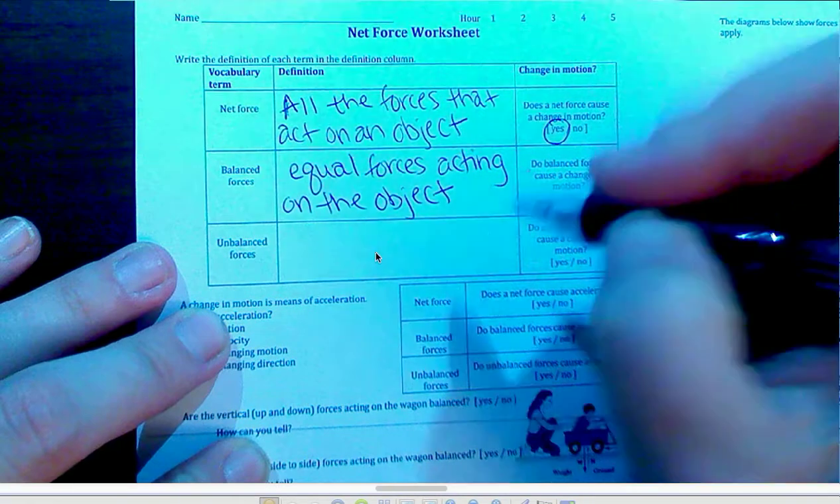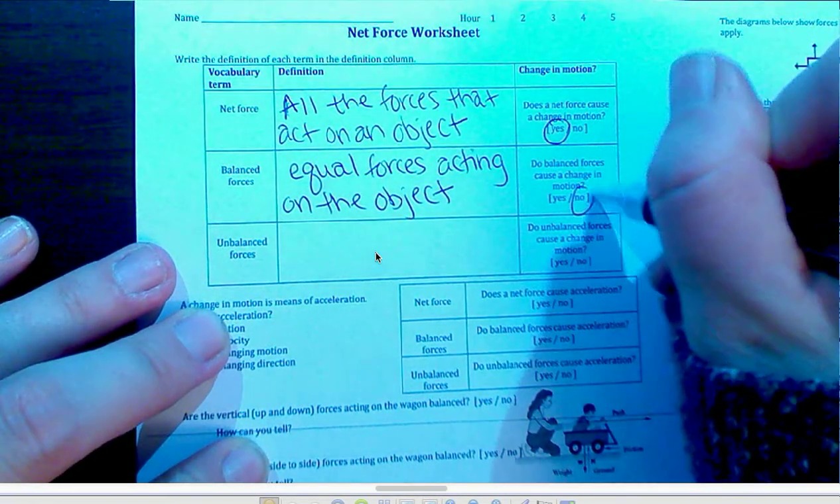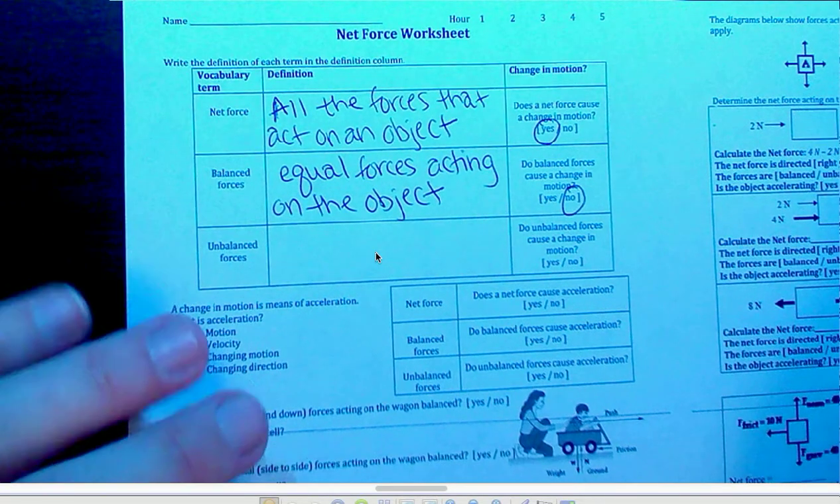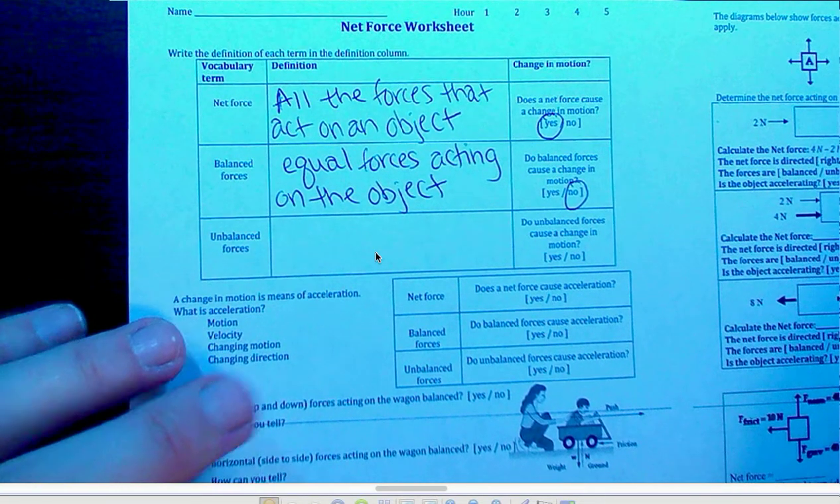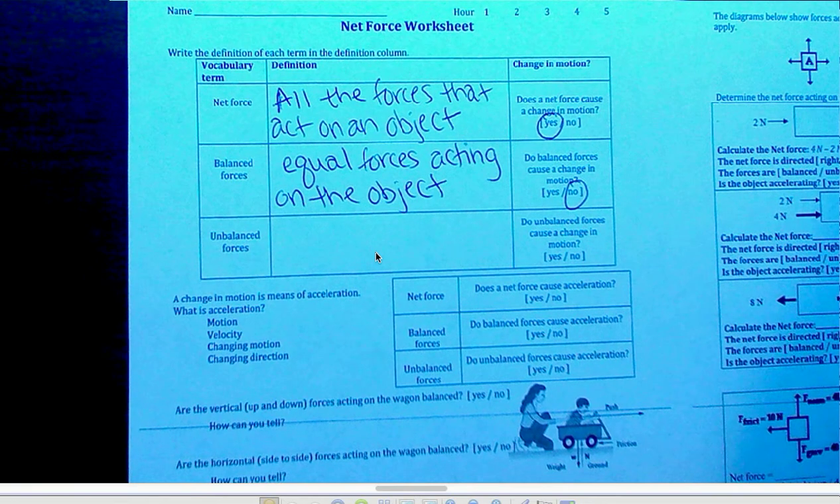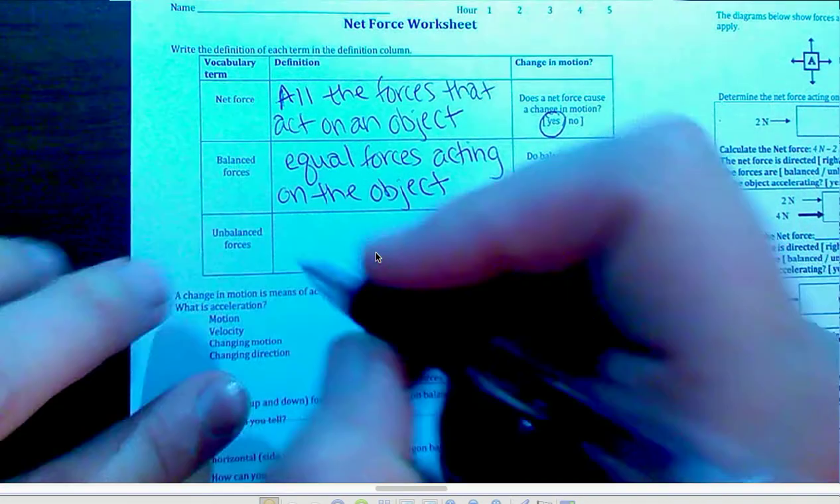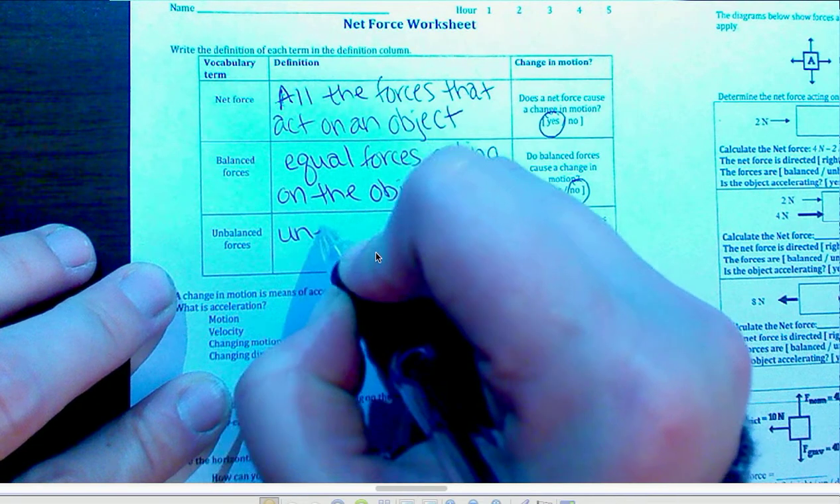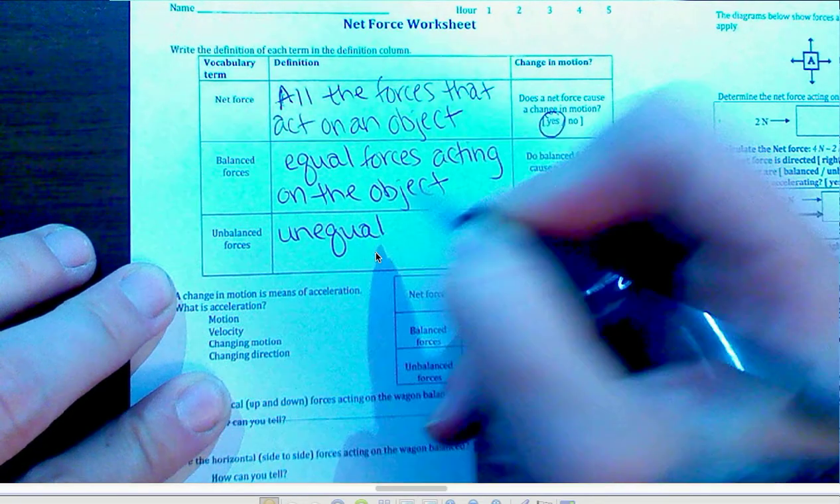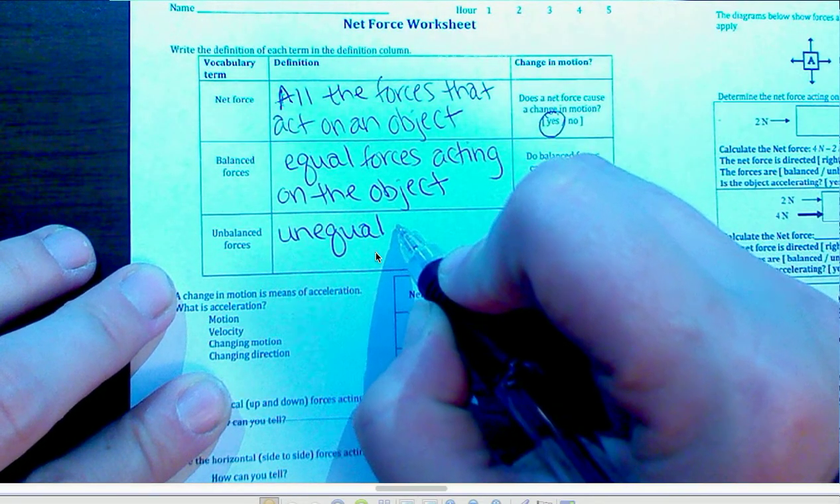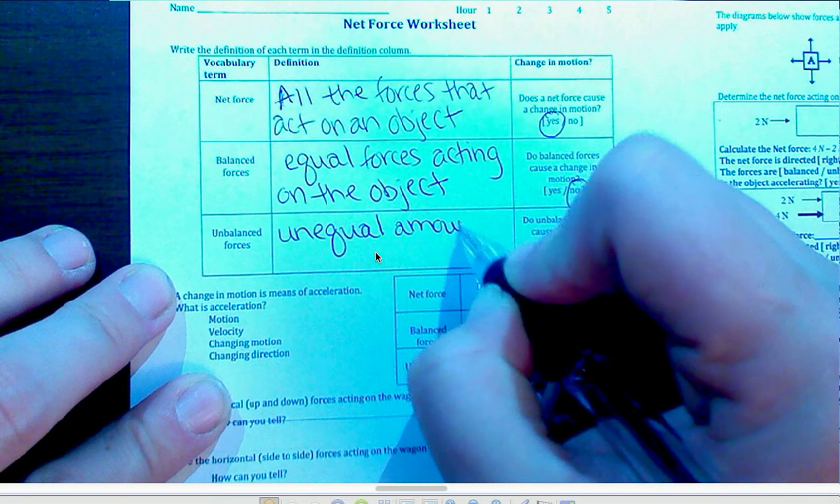So when we have balanced forces, we are going to have no motion. We did an example in class where I pushed against the wall. The amount of force that I'm pushing against the wall is pushing back with that same amount of force, and that's why neither one of us goes anywhere. So we have a balanced force. When we have unbalanced forces, we're going to have an unequal amount of forces acting on an object.